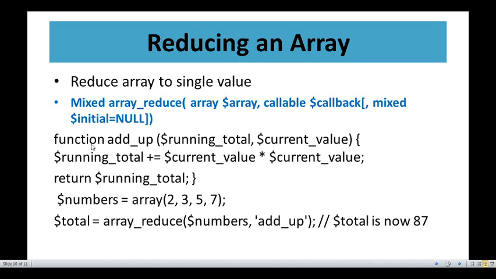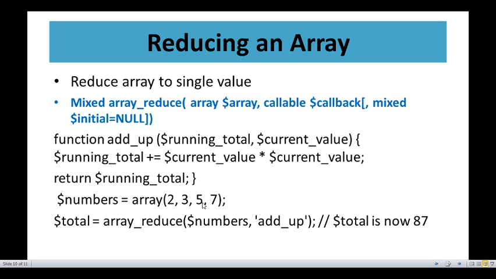See, here we are using the user defined function add up. $running_total and $current_value are the two parameters to this callable function. This is our user defined function. $running_total equals $running_total, and this plus equals means what? $running_total equals $running_total plus $current_value into $current_value. It means the square of the current value is added to the total.